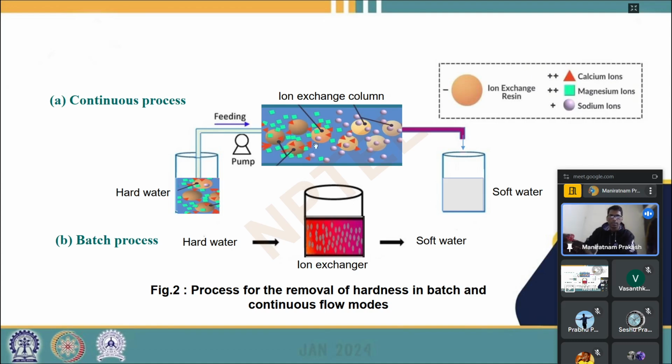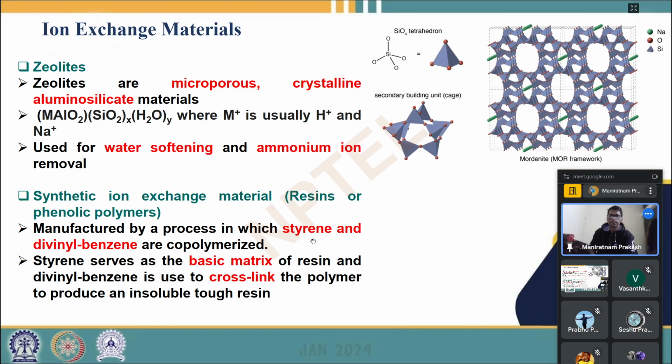Here you can see they have used ion exchange. Continuously, hard water is being fed to this ion exchange column, and we are getting soft water. But in the batch process there is no continuous flow, and a small volume of water can be treated.